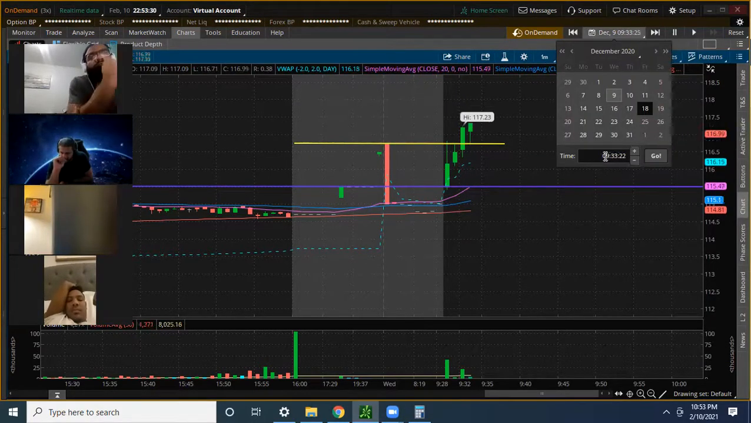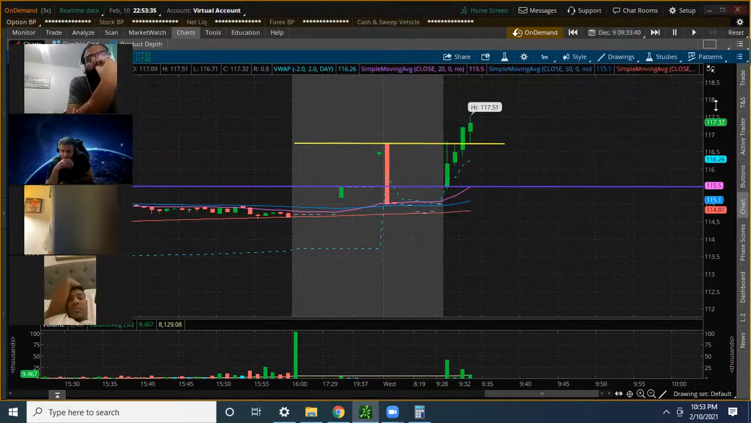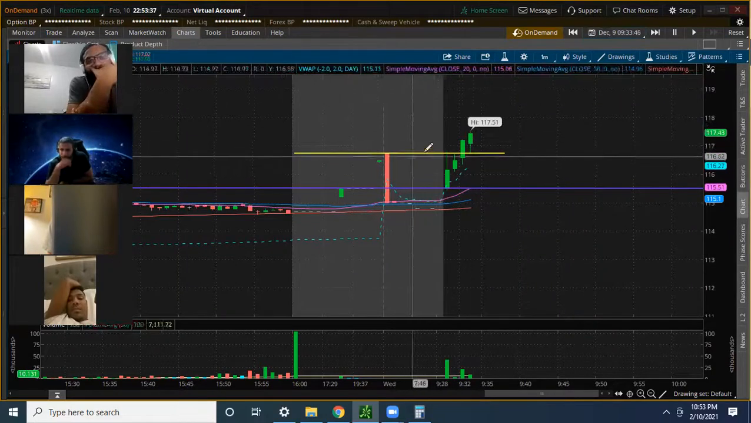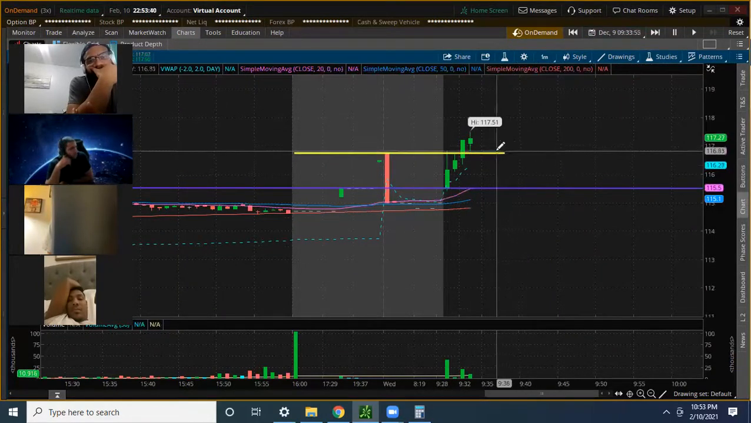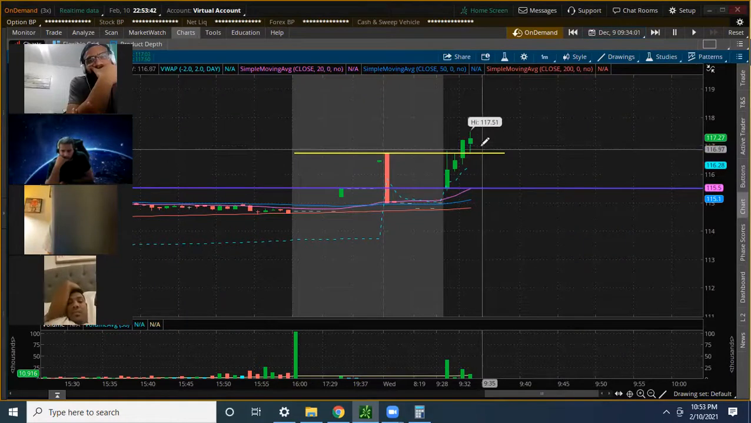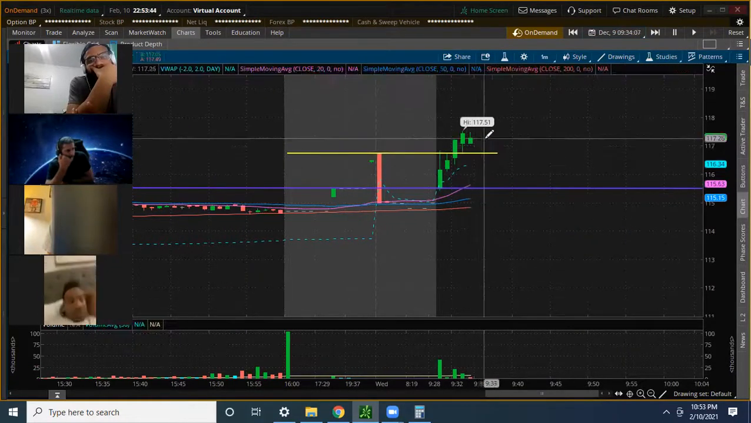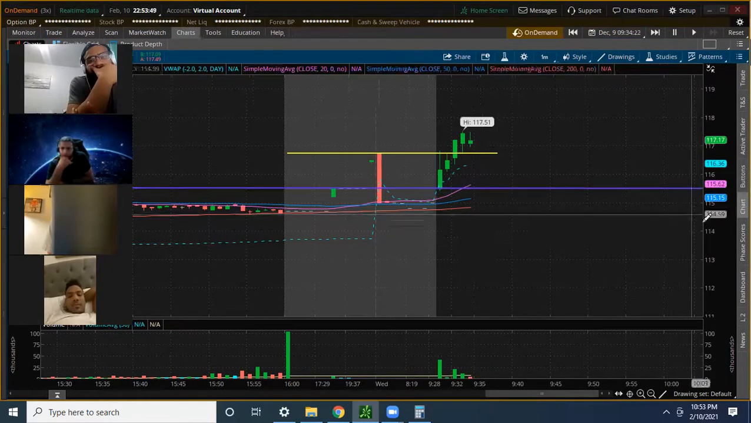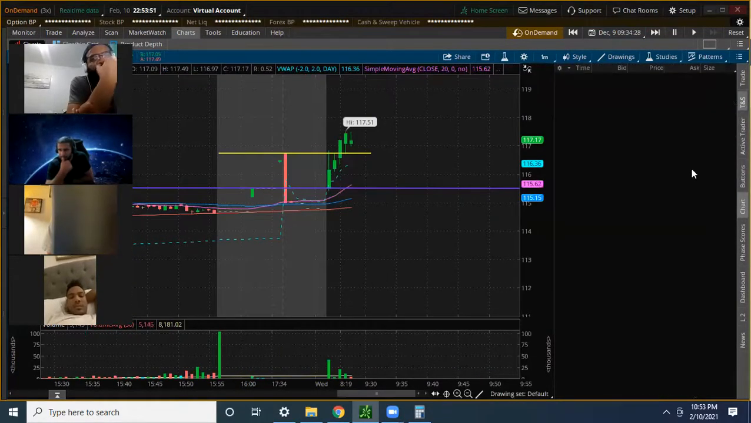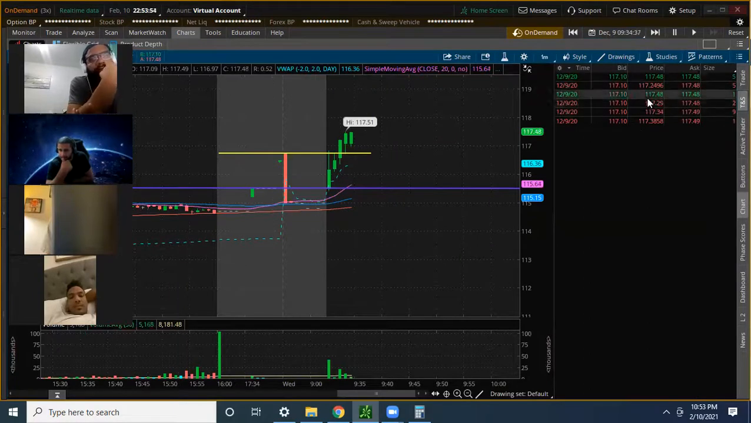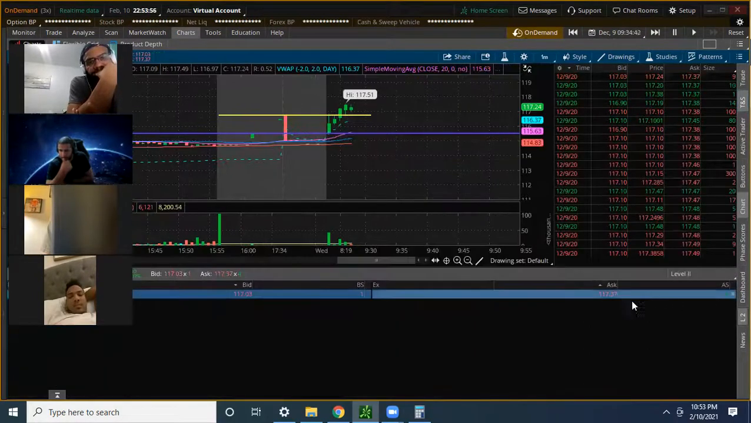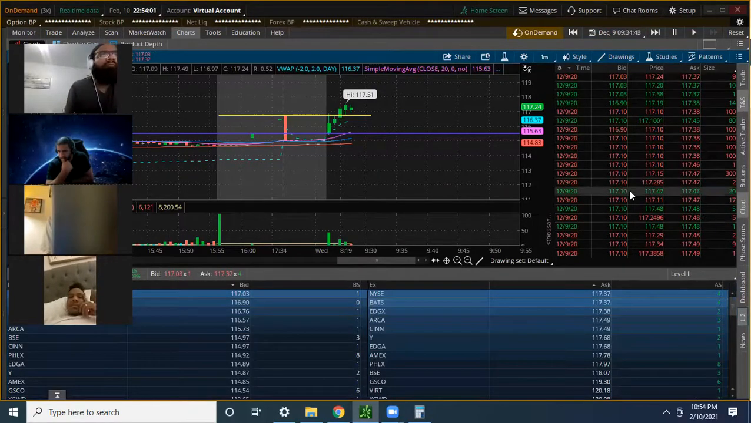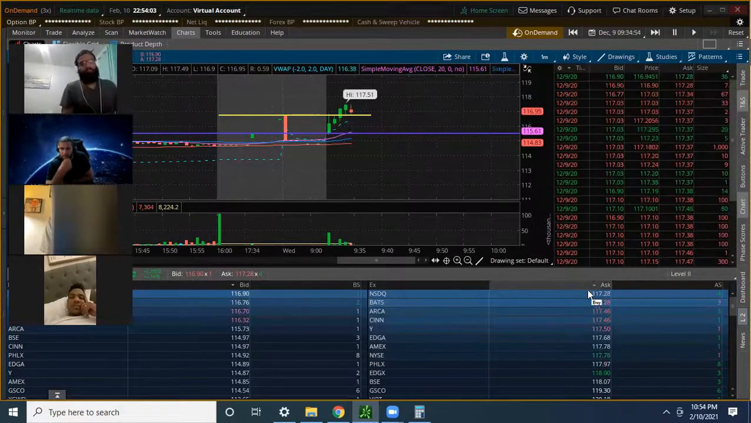So we're gonna fast forward a little bit. Actually, no, let's see what happens here. So it broke the pre-market high, and now the pre-market high is like support. Look how this wick hit right there. And when you're in a trade, you also want to learn time and sales and level 2. So this is very important because it tells you all the orders coming in. You have to spend some time and learn this on your own.